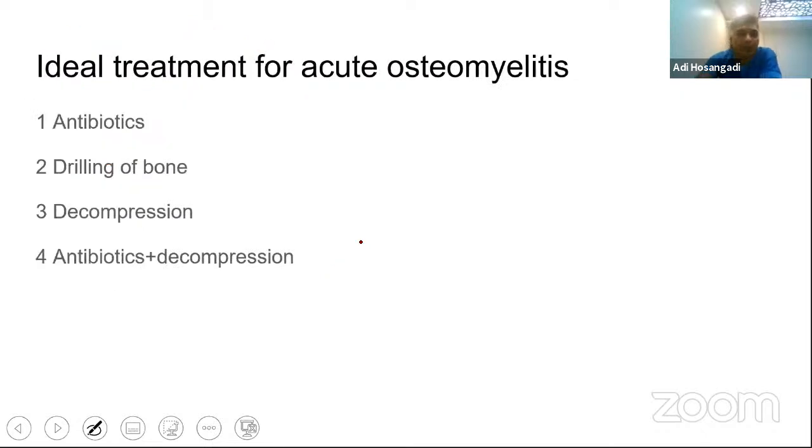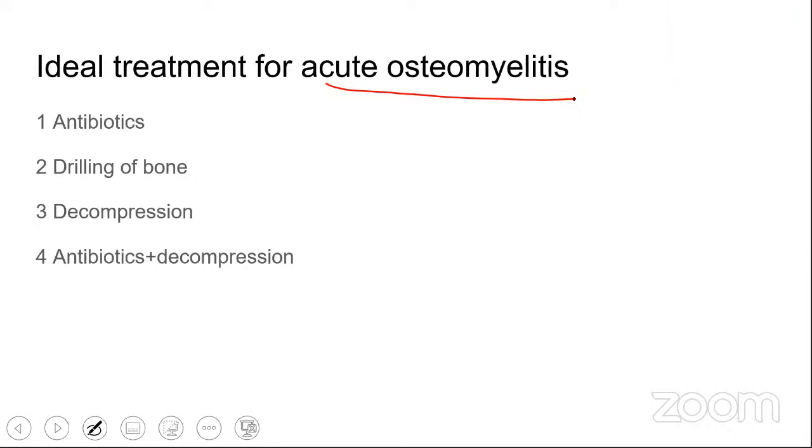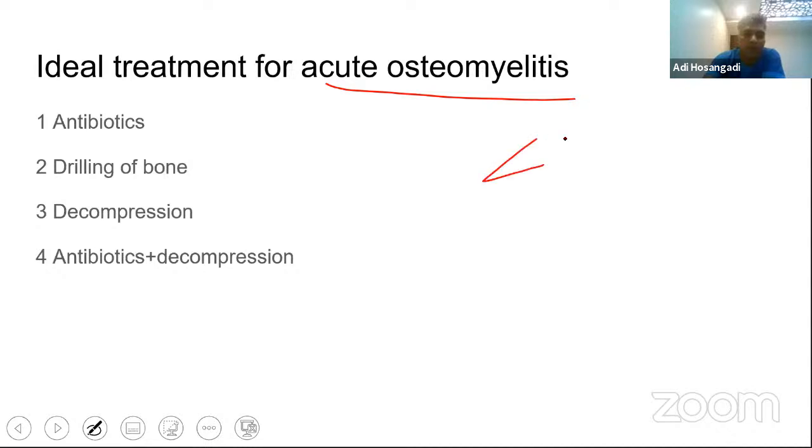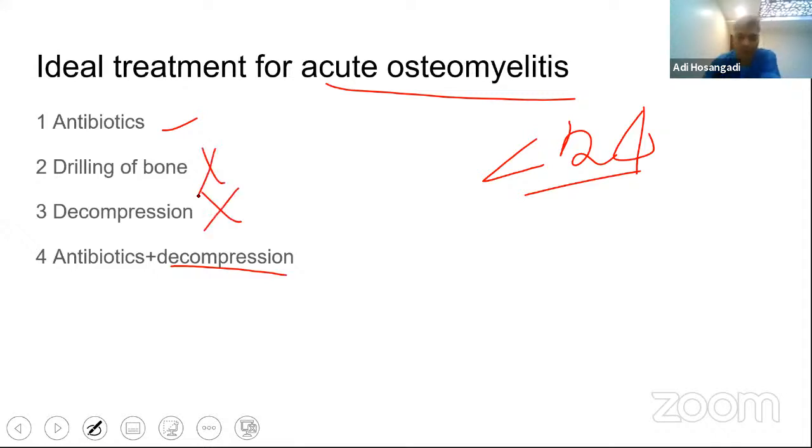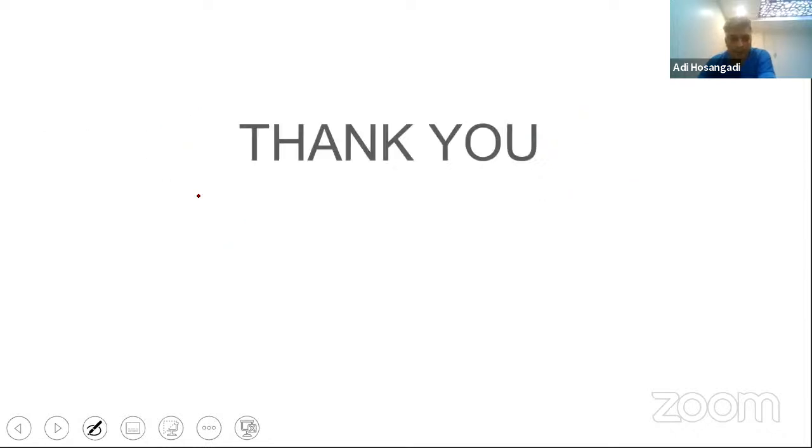Ideal treatment of acute osteomyelitis. Read carefully, you'll answer definitely. Antibiotics plus decompression. Very good. I told you, if the patient comes within 24 hours, the antibiotics might work and the infection will resolve. If it doesn't work, either the organisms are not sensitive or pus formation has already happened. So you have to do the decompression. Just decompression or drilling of the bone is not sufficient. So antibiotics and decompression. That's all for today.